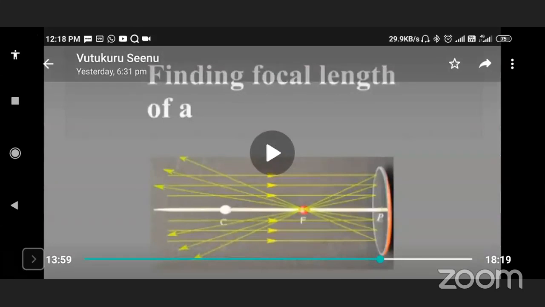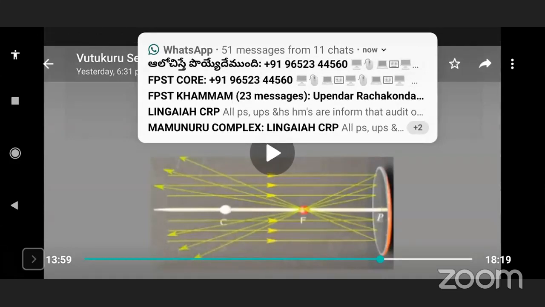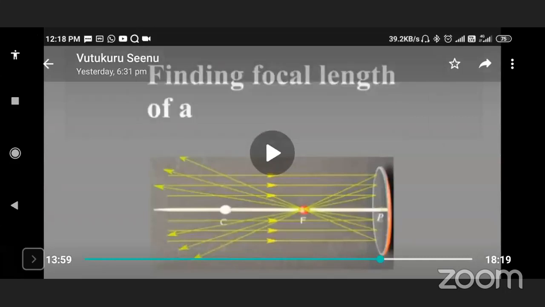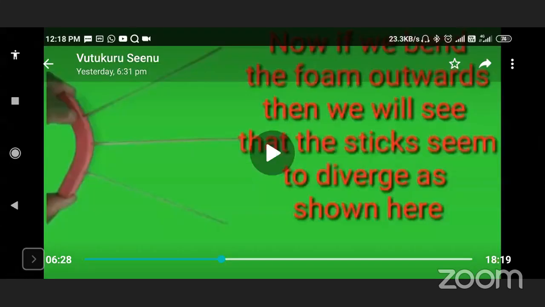Here I will show you. All the rays which are coming parallel to the principal axis, after incidence on the concave mirror, pass through a particular point. Here it is shown by a red point. It is denoted by F, the focal point. And here, the distance between the focal point and the pole of the concave mirror is called the focal length. The focal length is denoted by small letter f.